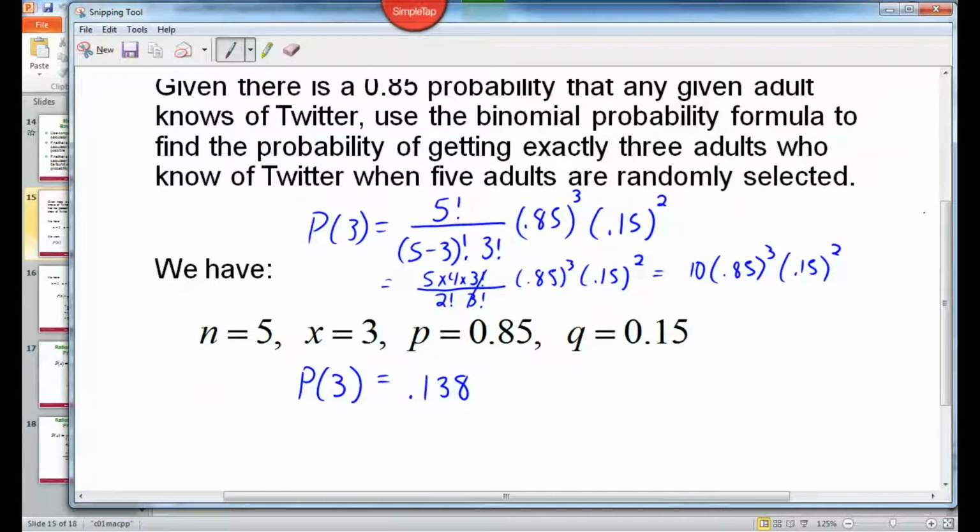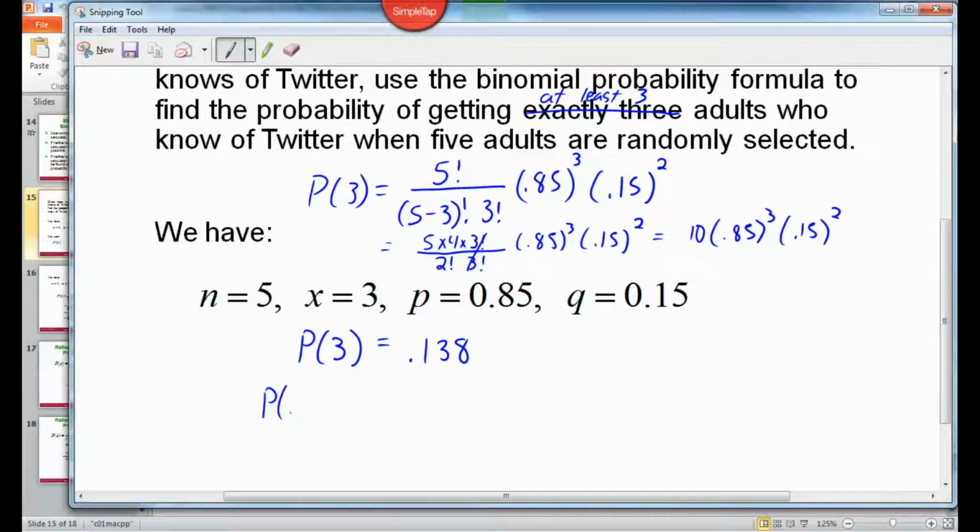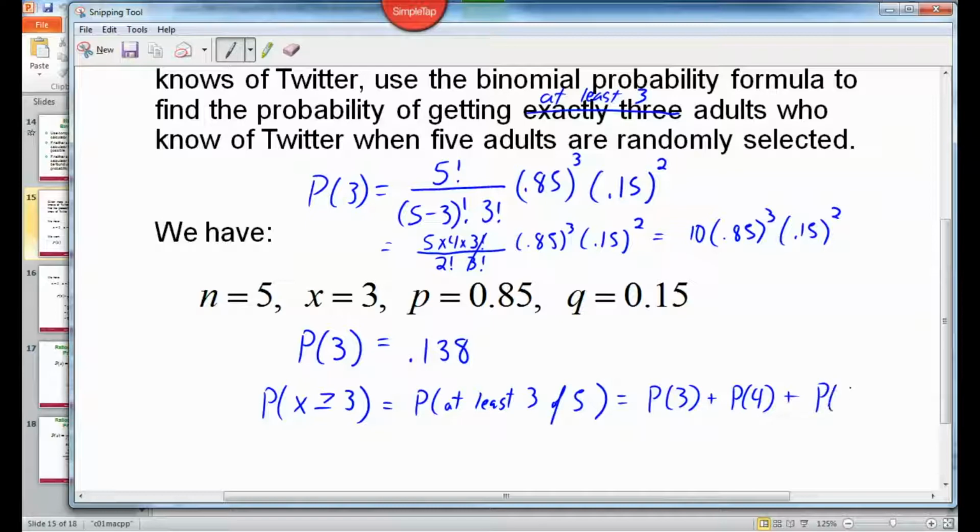Now, what if this problem had said, what is the probability that at least 3? The problem we worked out said exactly 3. But what if I change this to at least 3? What does at least 3 mean? At least 3 is the probability that x is greater than or equal to 3. That's one way to write that. Another way to write that is probability of at least 3 of 5. But what does that actually mean? That means the probability of 3 plus the probability of 4 plus the probability of 5.